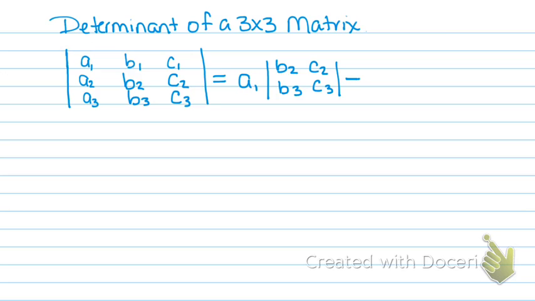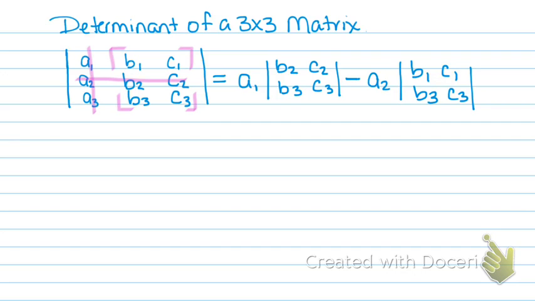Now we're going to go with our next coefficient of x, so A2 times, and we do the same thing. We're going to mark out the row and the column that have that A2 in it. So I'm going to mark out this and this. Those that are left are going to be the elements of the determinant that's being multiplied by the A2. So I would have B1, C1, B3, C3.